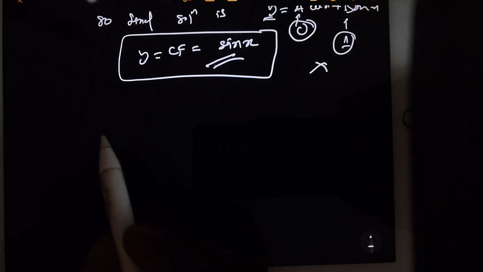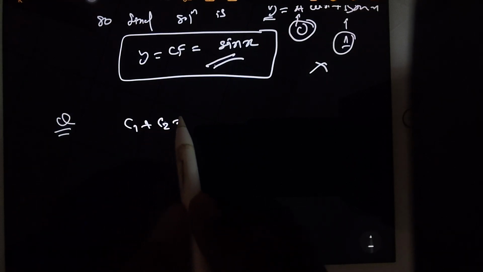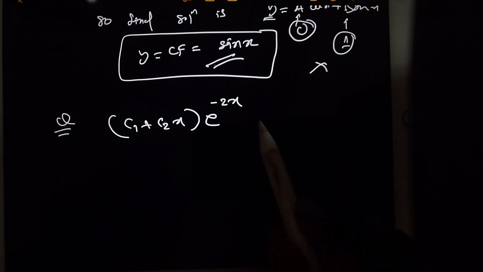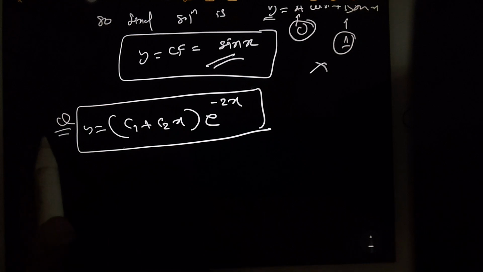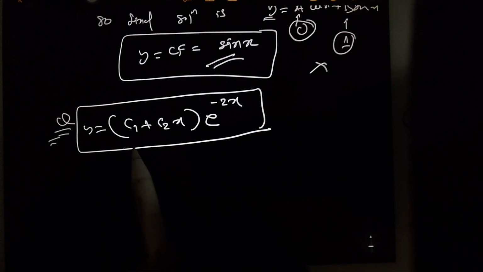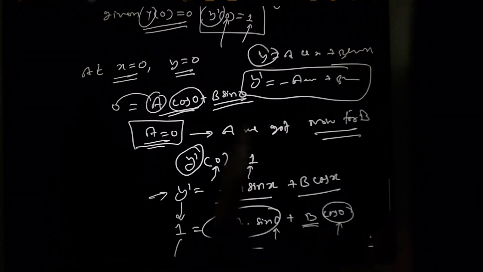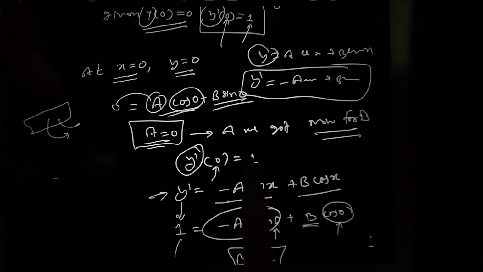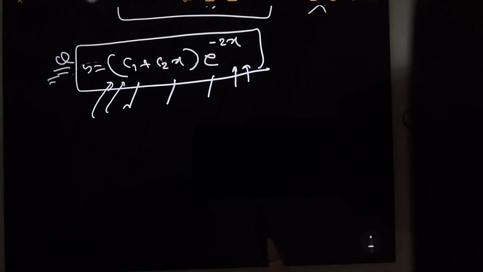Now suppose I am giving you a problem. Imagine I am giving you y is equal to (c1 plus c2x) e power minus 2x. I want to know for which differential equation this is the solution. Earlier, a differential equation was there and I found the solution. But here it is the opposite: the solution is given and I want to find the differential equation.